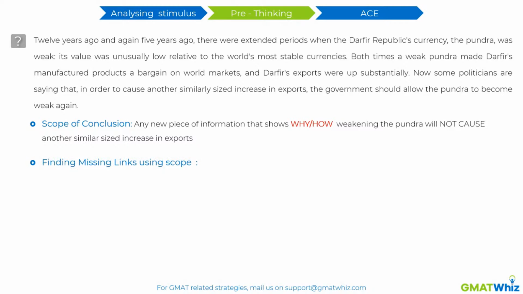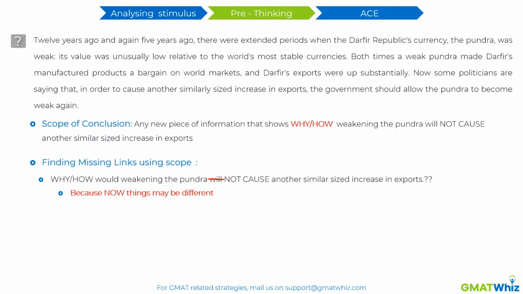Before that, I'm just going to quickly think this through. Why would weakening the Pundra, let me just scratch this out, not cause another similar sized increase in exports? Why? I could think of a lot of things. Simply put, in one big category, because now things may be different. The politicians are making this recommendation based on the results that took place 12 years ago and 5 years ago. What if now things are different? Like, what if there may not be similar demand for Darfur's products on the world market now?